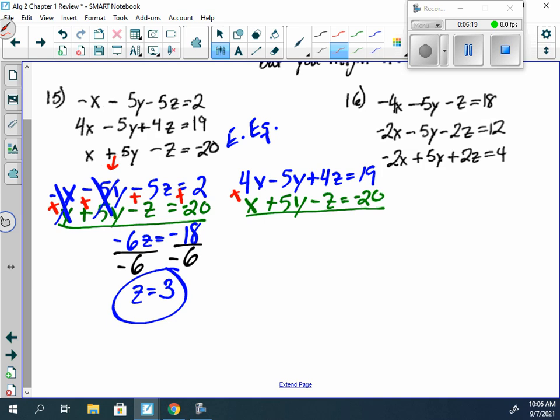So here we would add again because we have a negative and a positive. When they're opposite, we add. 4x plus x is? Yes, 5x. I don't know why I wanted to say 6. 5x. Negative 5 plus 5 would be 0, just like we want. And 4z plus negative z plus 3z is equal to 19 plus negative 20 is negative 1.